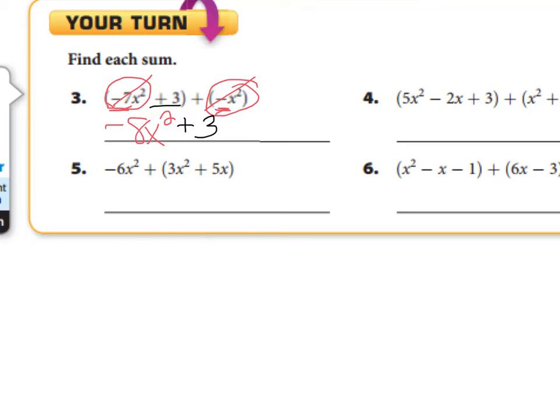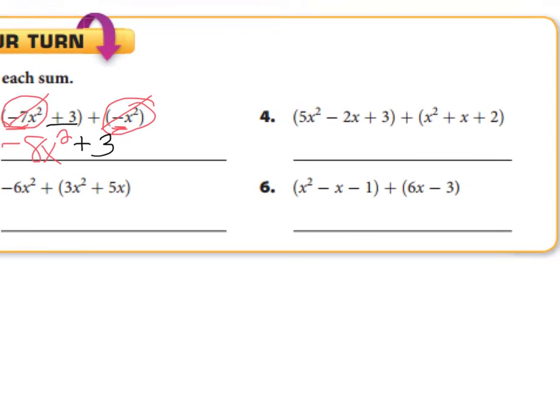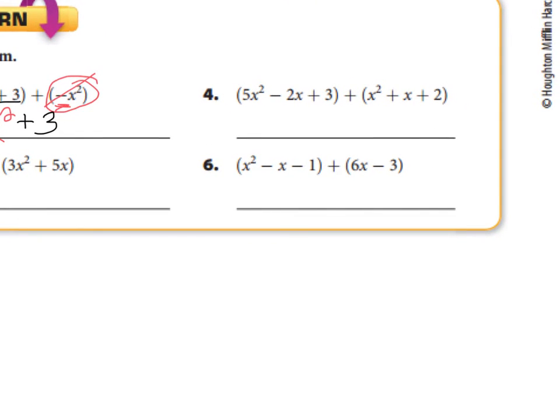Moving over to number 4, same type of problem, just bigger. The biggest thing to notice is that A, there's no like terms inside each parenthesis itself, and there is a plus sign in between them. Minus signs are going to be what we talk about next. So I'm just looking for like terms. So I'm going to circle this 5x squared and look for any other x squareds. Here's one at the beginning. So 5x squared plus 1x squared, that's 6x squared. And they're gone.